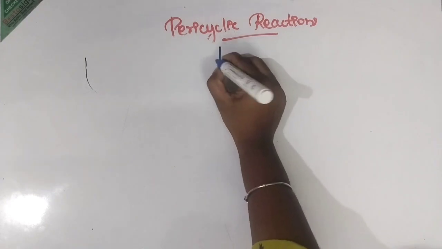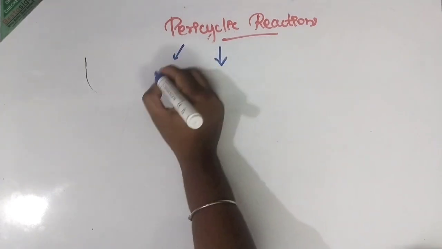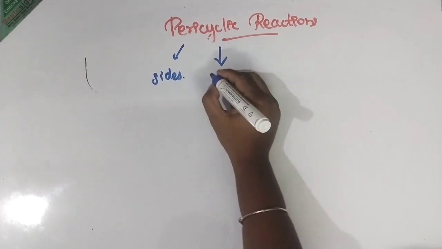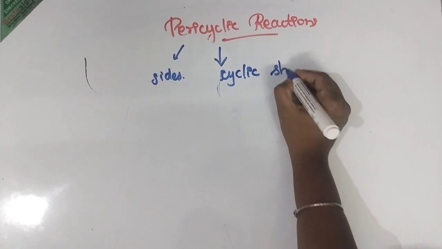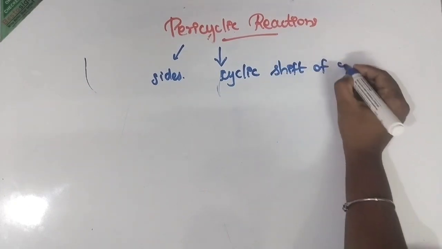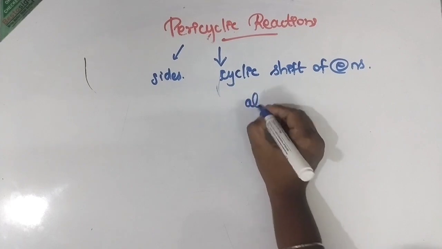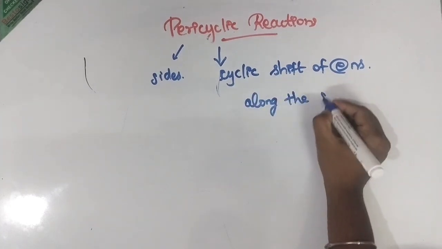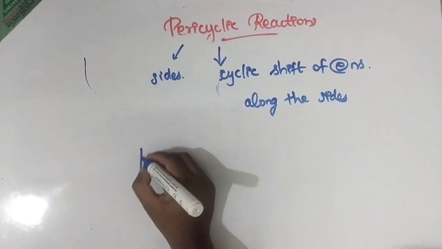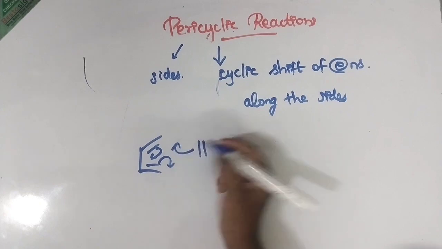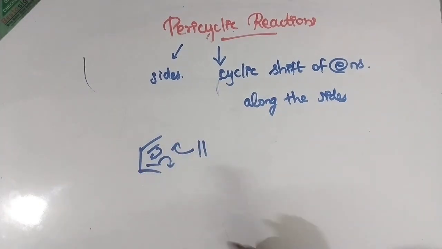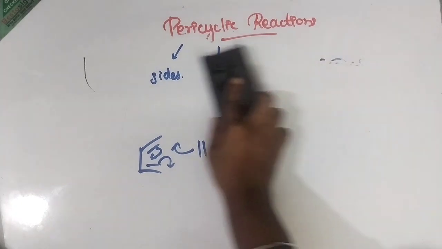From the term itself, it is very clear that peri means sides, okay. There is a cyclic shift of electrons along the sides. For example, if you have this compound, the shift of electrons will be like this. That will be a cyclic shift of electrons along the sides. Okay, hence it is known as pericyclic reaction. This is a very simple introduction about the pericyclic reaction.